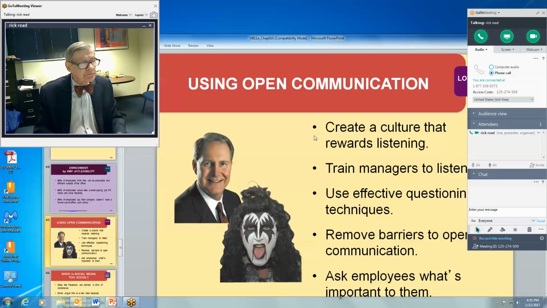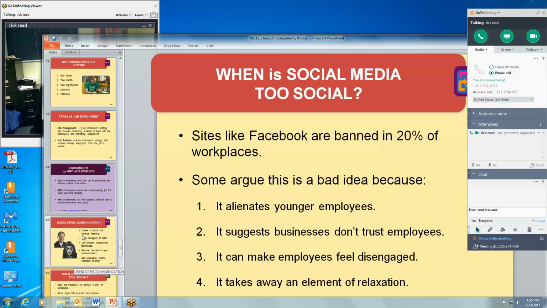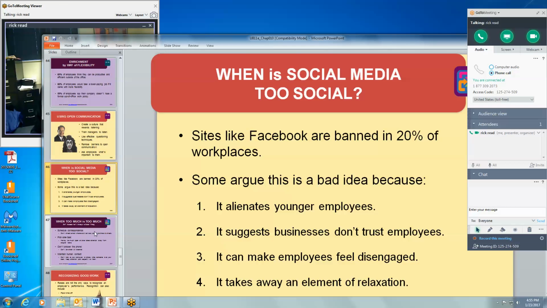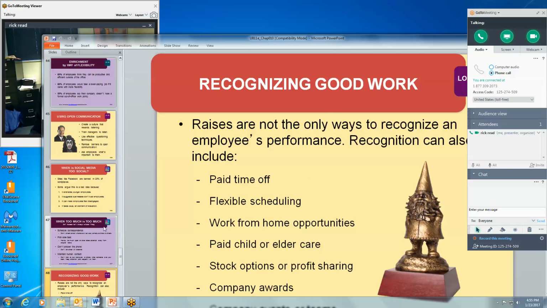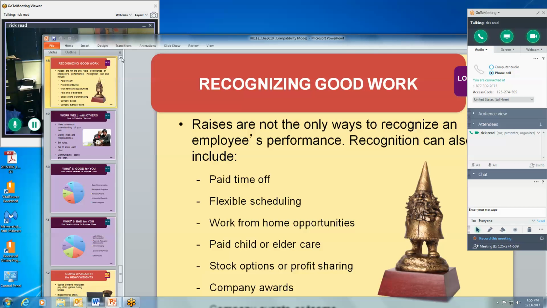Look at the last thing. Asking an employee what's important to him or her. Isn't that a novel idea? It's something we really need to think about. This simply talks about using social media to communicate with employees. I'm not going to dwell on that too much. We have to recognize good work, and we can recognize that in a number of different ways. I mentioned it here.